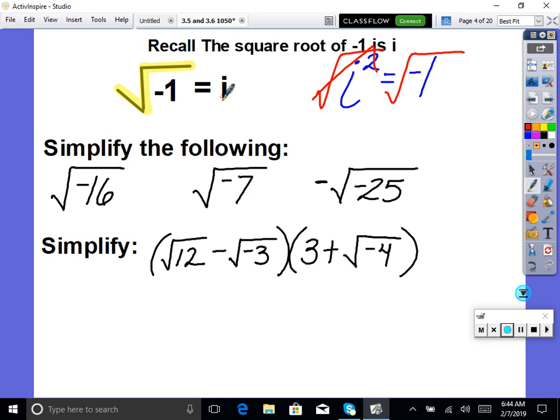So simplify the following. So right here, that's the same thing as the square root of -1 times 16. The square root of -1 is i. The square root of 16 is 4. So we'd write this as 4i. Questions on that? Okay. What would this one become then?